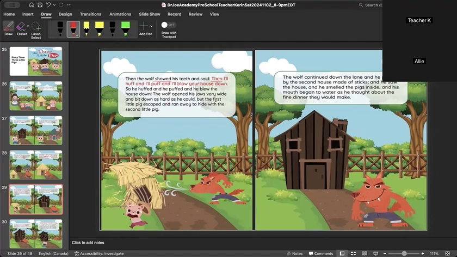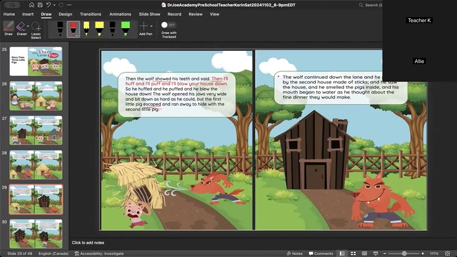But the first little pig escaped and ran away to the second little pig. Okay, so you missed the word then. I'll huff and then I'll puff and I'll blow your house down. And then the next one is, but the first little pig escaped. Can you say this word for me, please? Escaped. Escape means what? Run away. Yes, you're right. Good job. Wonderful job. Continue on to the next sentence, please.